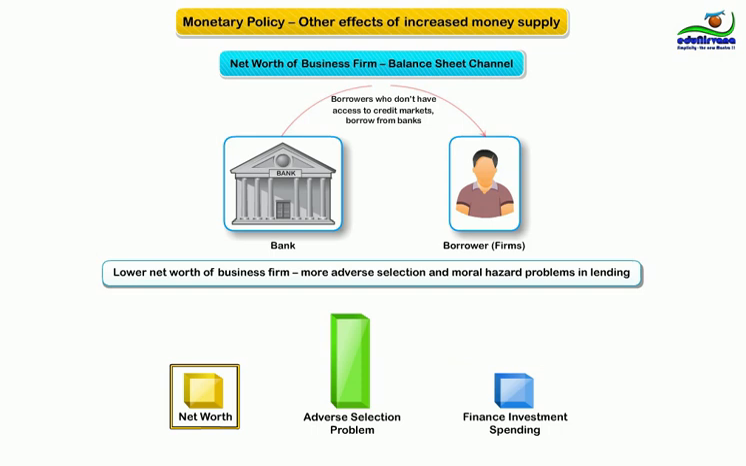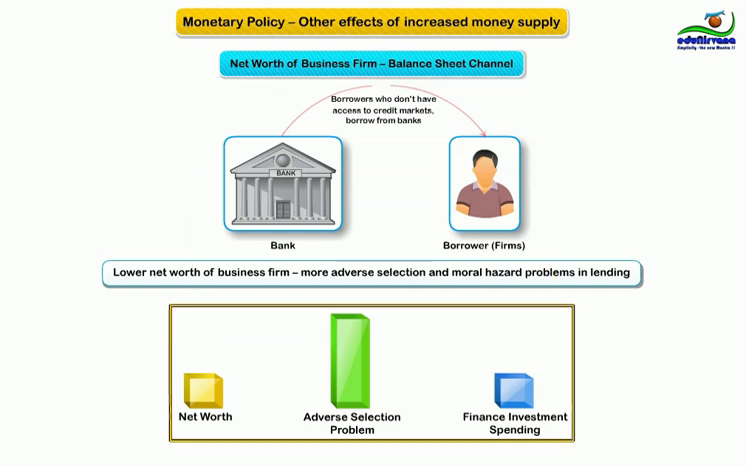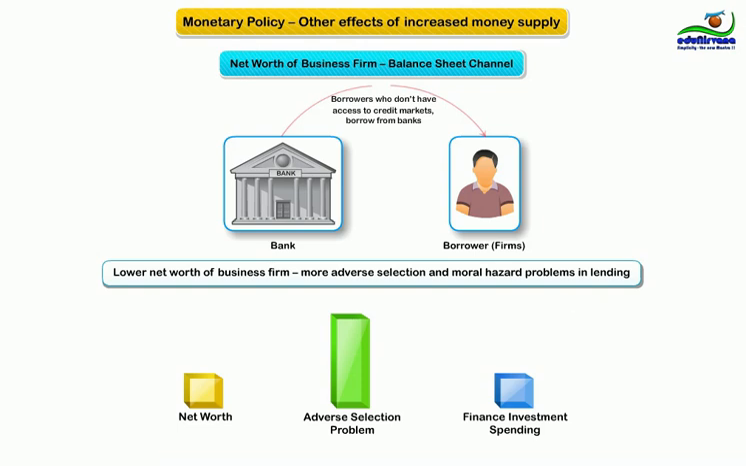The lower net worth of businesses also increases the moral hazard problem because it means that owners have a lower equity stake in their firms, giving them more incentive to engage in risky investment projects. Since taking on riskier investment projects makes it more likely that lenders will not be paid back, a decrease in businesses' net worth leads to a decrease in lending and hence in investment spending.